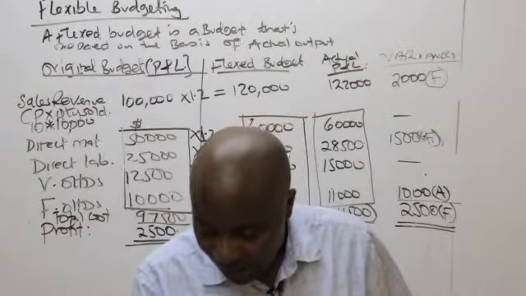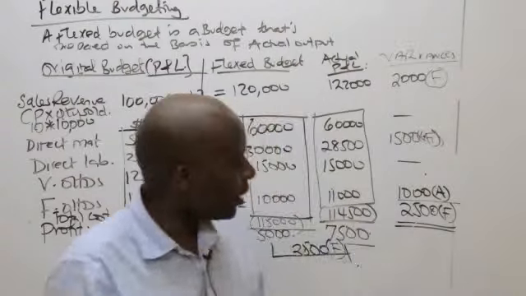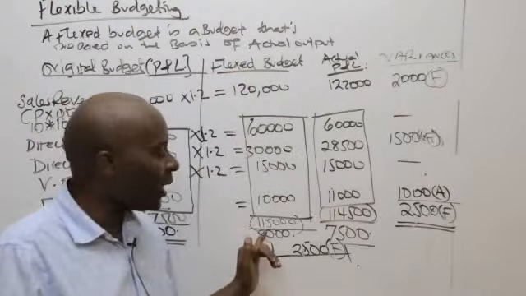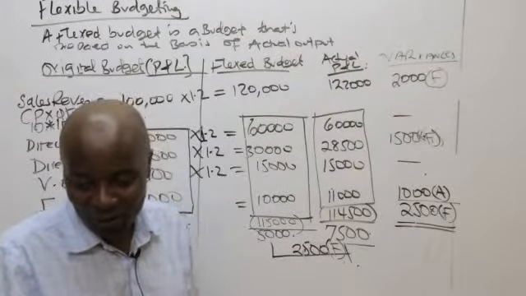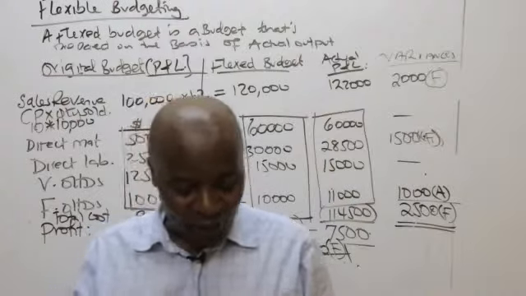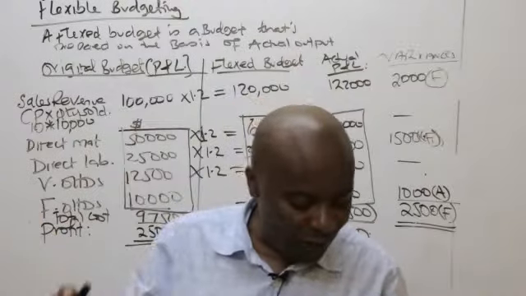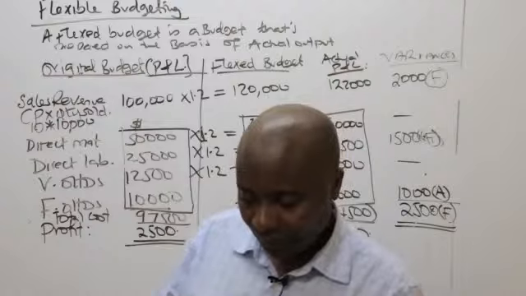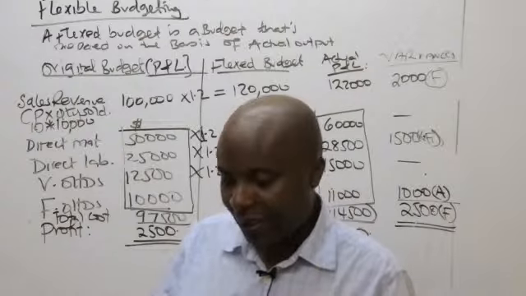A student is asking, Millicent, explain further why 7,500 minus 5,000 becomes favorable. Look at this. This is the budgeted profit you expected, 5,000. But you ended up getting more, Millicent. Will you complain or will you be happy? You are budgeting to make a profit of 5,000, but you ended up making more profit. Will that be a disadvantage to you or an advantage to you? Thank you very much. Great.